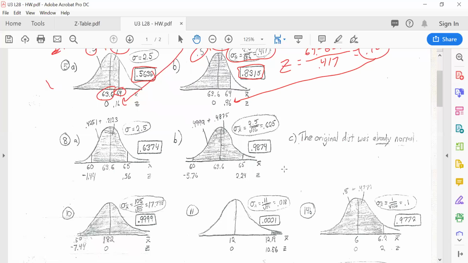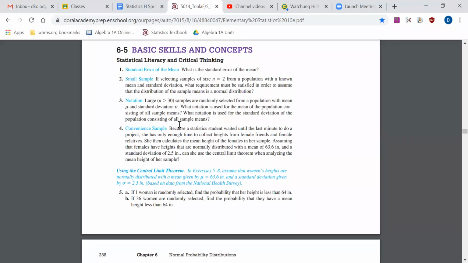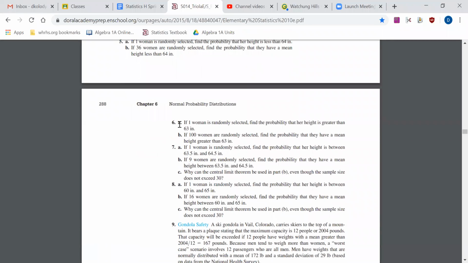Number 8. Let's go back to the book. Let's go to share. Let's go back to the book here. Let's see if this works out. Number 8 says, if one woman is selected, find the probability that her height is between 60 and 65 inches. And part B says, if 16 women are randomly selected.